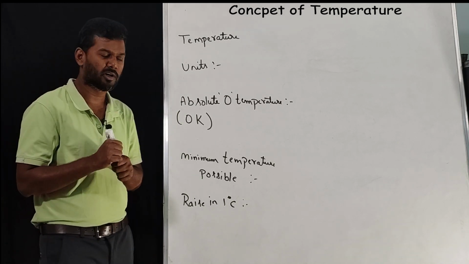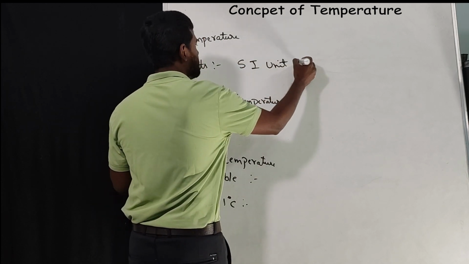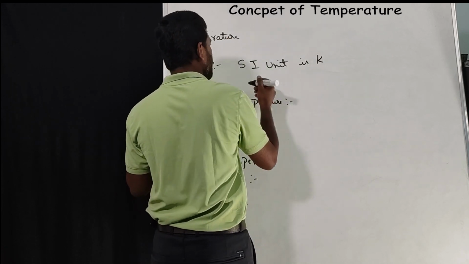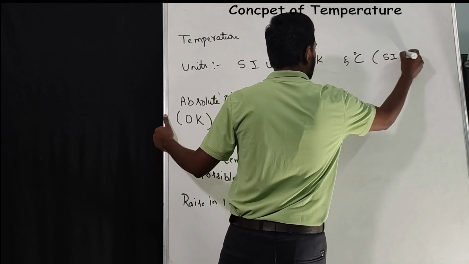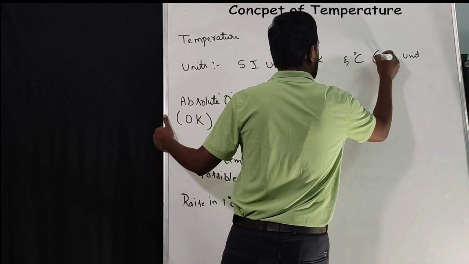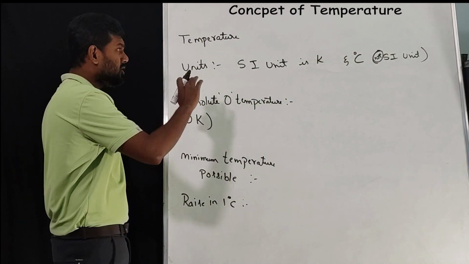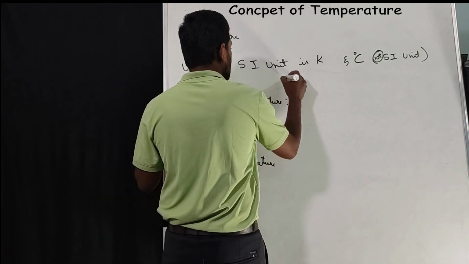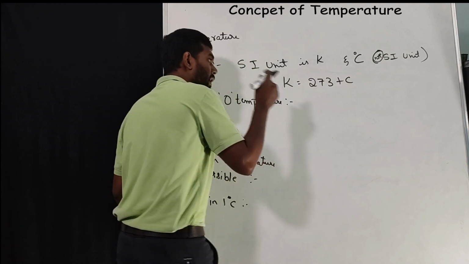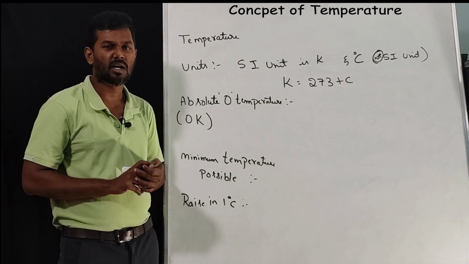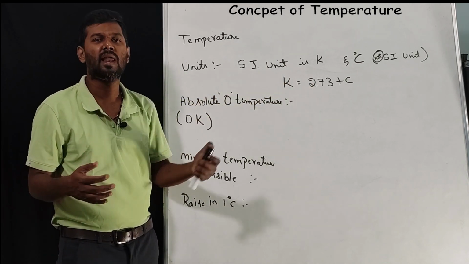Now we'll talk about different units. SI unit of temperature is Kelvin, keep that in mind. Commonly used is degree Celsius. So this is not SI unit. The SI unit is Kelvin. So how are these two related? Listen, Kelvin is equal to 273 plus C. 273.15 is also fine, or rounding off to 273 is also fine. You can use this one just to make the calculation easier.